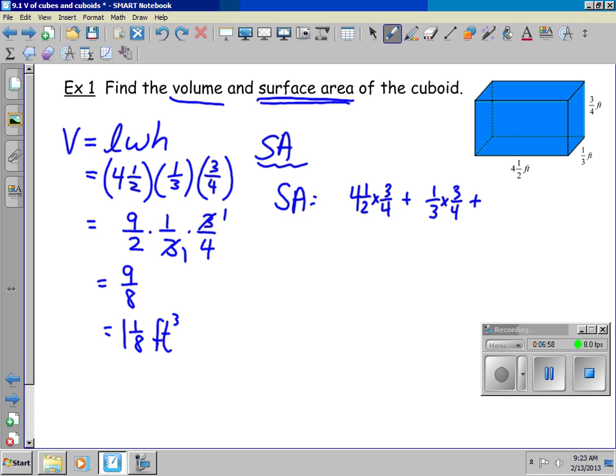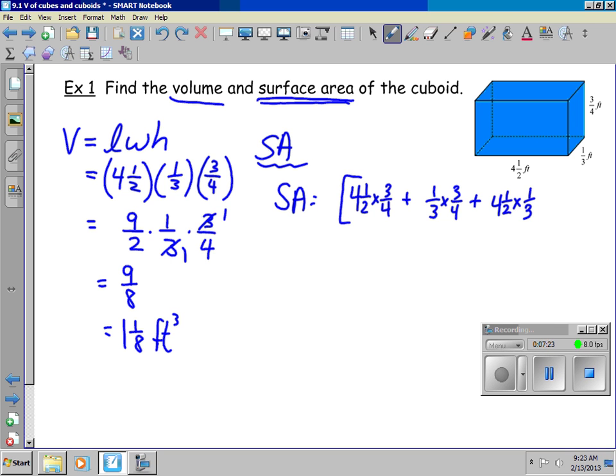Jack? 4.5 and 1/3. Good. This distance going back here is 1/3. Now, this is the area of just the front. There's also a back, right? And this is the area of the side, but there's also the other side. And this is the area of the top, but there's also a bottom.